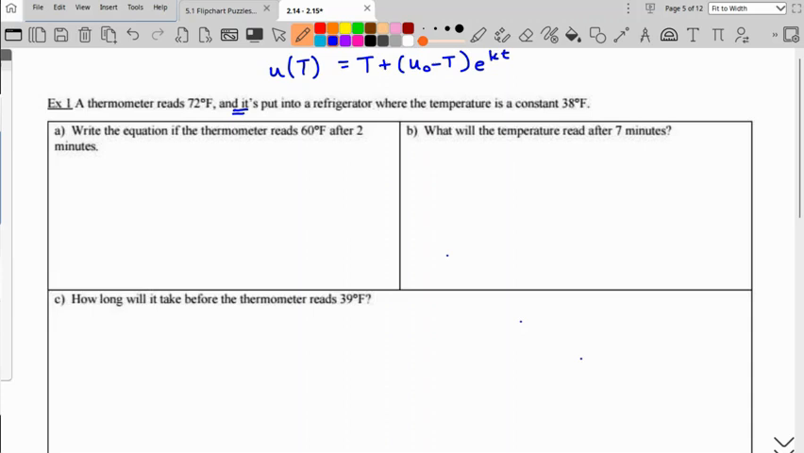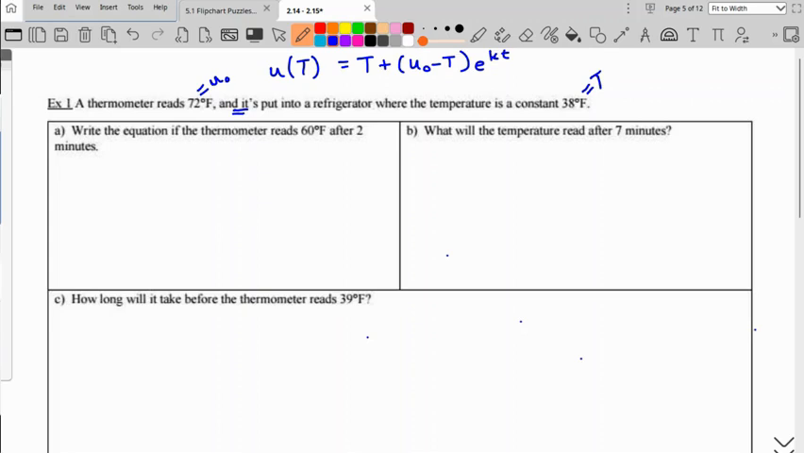So the thermometer is actually the object that's going to be cooling, which makes 72 degrees its initial temperature. It's U sub 0, its initial temperature. And it's put into a refrigerator where the temperature is a constant 38 degrees Fahrenheit. That is our capital T, for the temperature of the medium that it's being placed into.